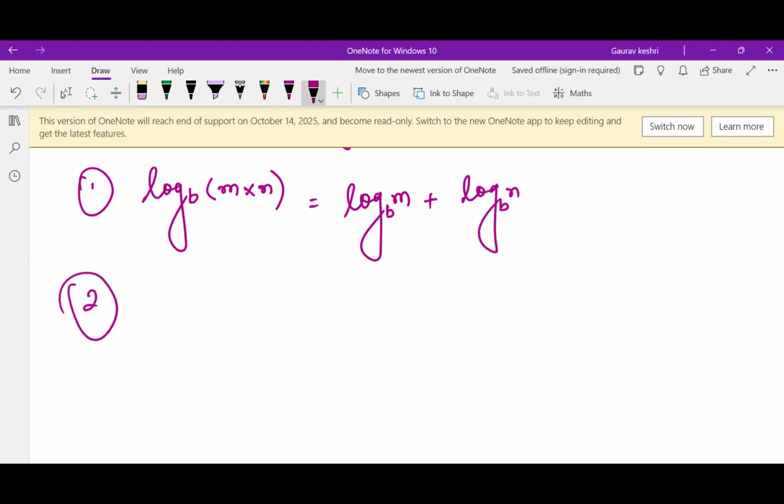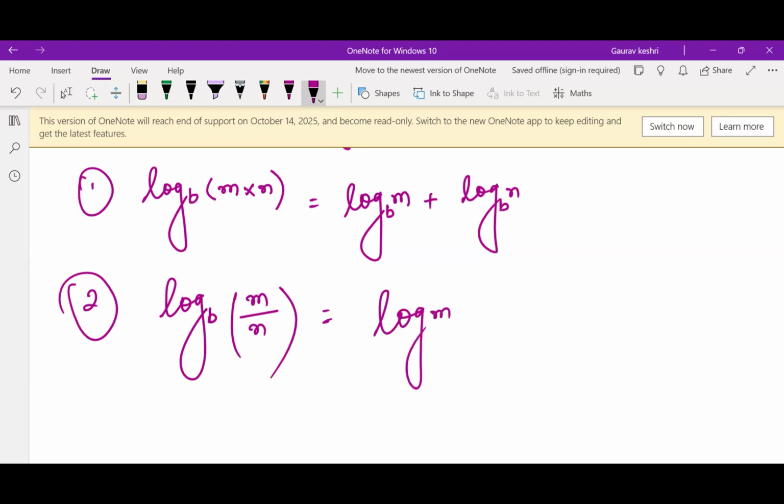Actually, all these formulas come from the laws of exponents only. But I'm not going to show you the proof because it will take time, and we need to use the formula. Nowhere will it be asked where this formula came from. When we are having log, whatever be the base, of m divided by n, that can be taken as log m minus log n. Making sense? Yes.